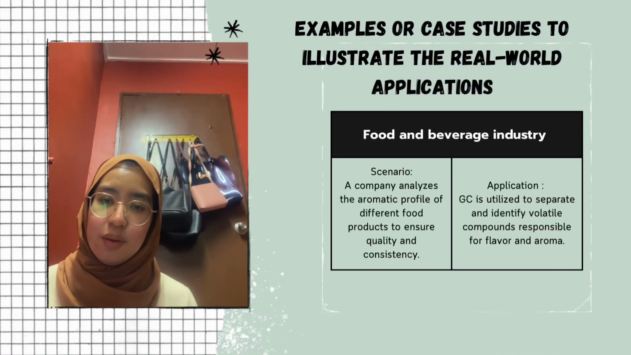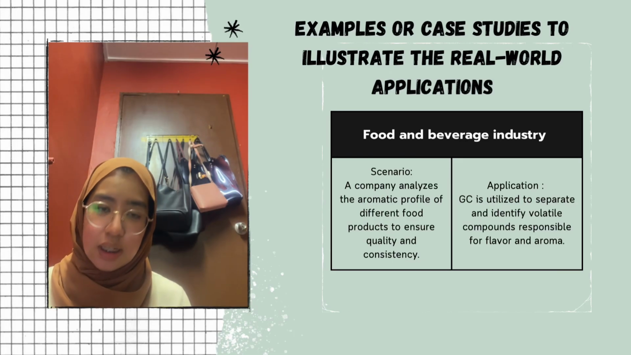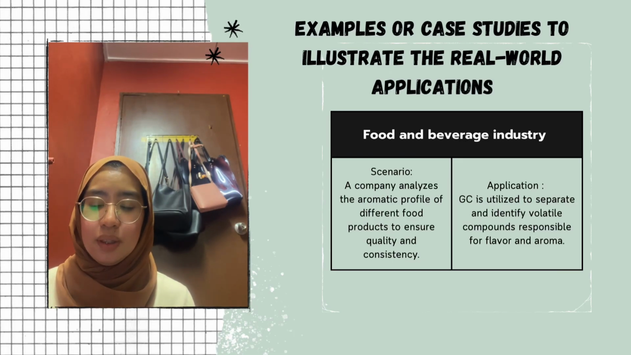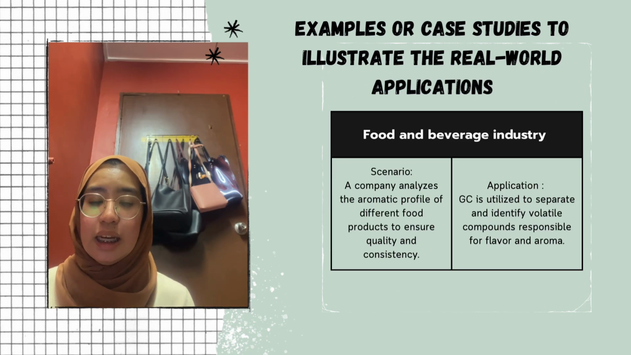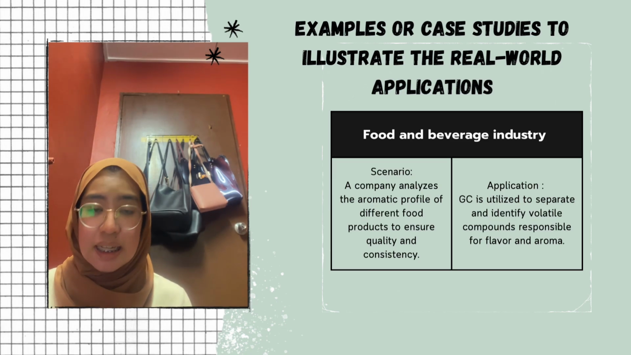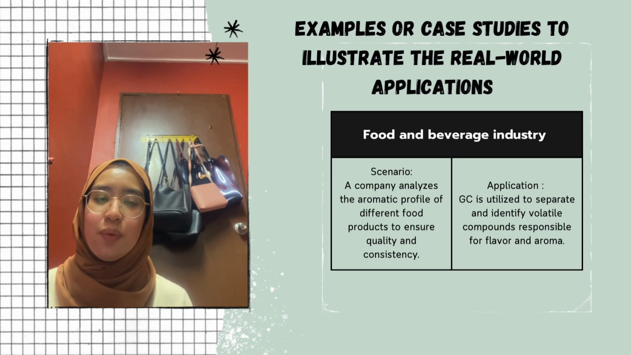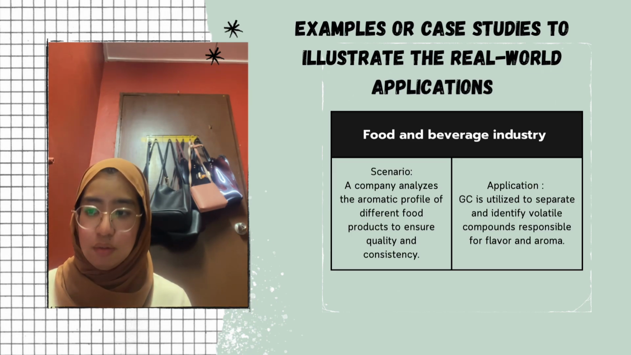Next, the food and beverage industry. For example, a company analyzes the aromatic profile of different food products to ensure quality and consistency. Application: GC is utilized to separate and identify volatile compounds for flavor and aroma.